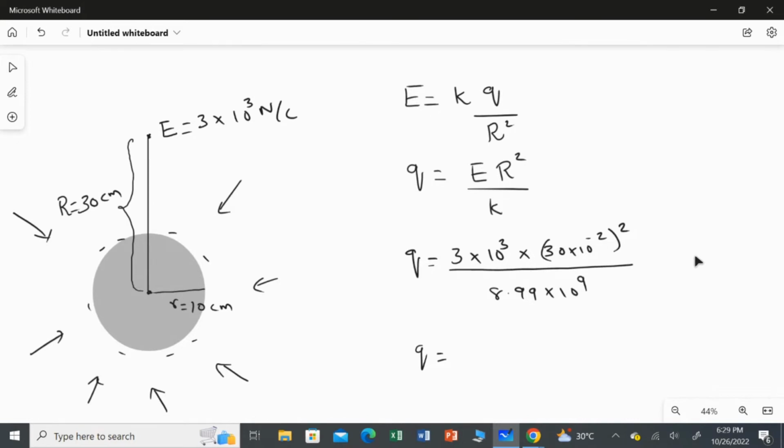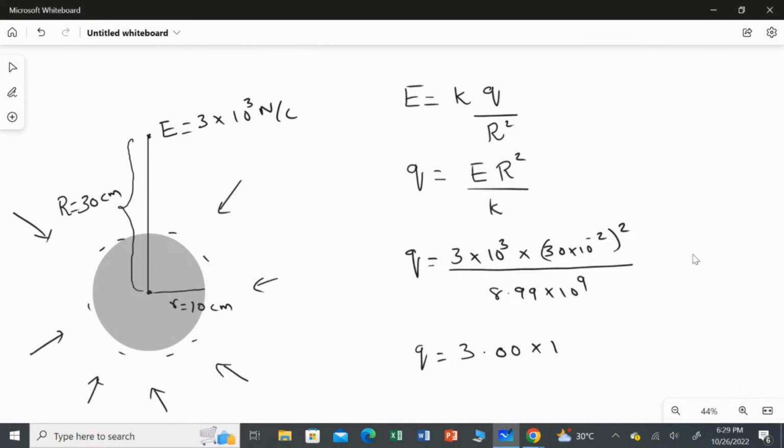Better we can calculate by using the calculator. So 3 times 10 to the power of 3, multiplied by 30 times 10 to the power of minus 2, the whole square, divided by 8.99 times 10 to the power of 9. So what answer did we get? 3.00 multiplied by 10 to the power of minus 8. What's the value?